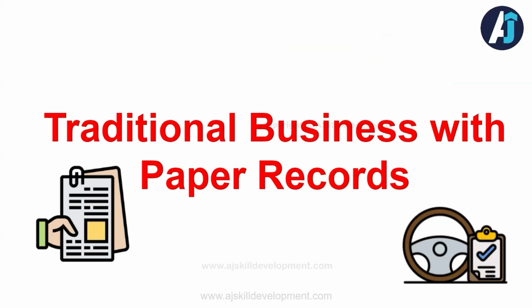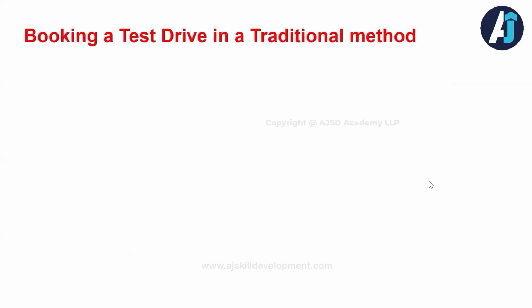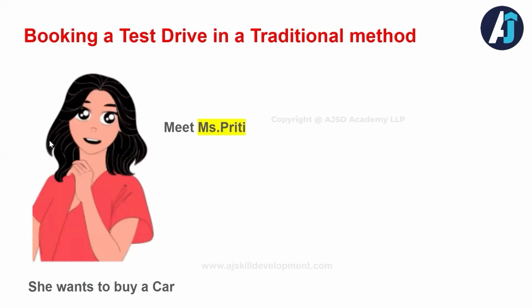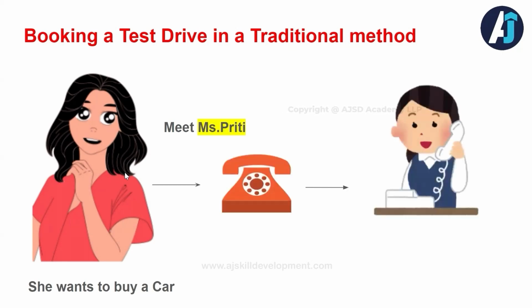We are going to see the same use case that we saw in the previous video. Again, we are going to see how a test drive booking happens, but this time in a traditional method. Miss Preeti wants to buy a new car and is ready to take a test drive. She refers to all the newspapers and comes to know about many brands. She is impressed with one of the car brands, takes note of the phone number from the newspaper, and makes a call to the particular showroom or company.